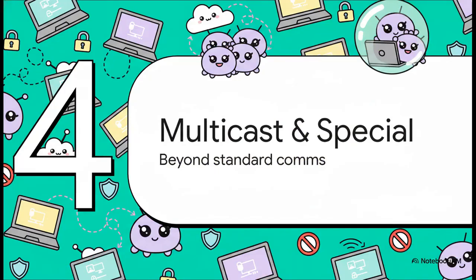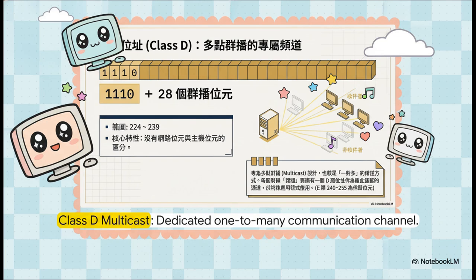Let's pivot to Section 4, Multicast and Special Zones, beyond standard communication. What if you need to talk to a very specific group of devices, or safely run tests on your own computer? Well, enter Class D multicast, starting with the bits 1110, which maps to the decimals 224 through 239. Class D totally abandons our standard street and house analogy. Instead, it creates a specialized one-to-many group delivery channel. A server sends a single stream of data, and only the computers that have actively opted into that exact multicast group channel receive it. It is incredibly efficient for things like live streaming.